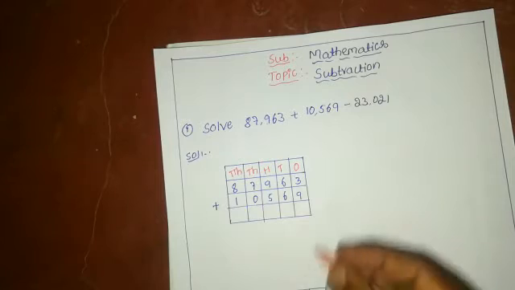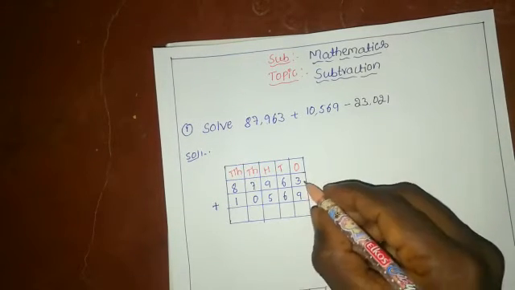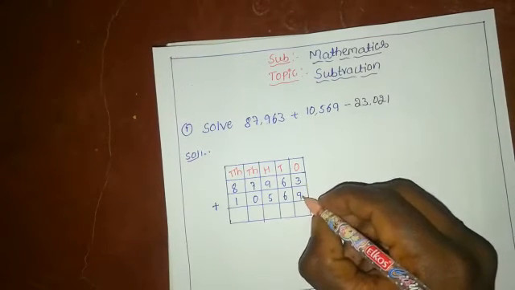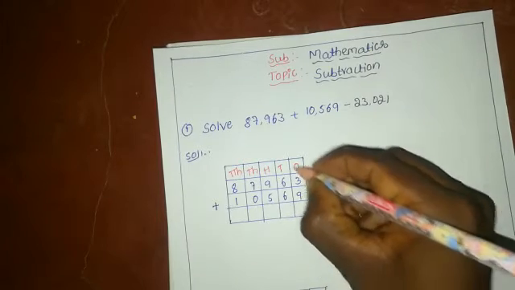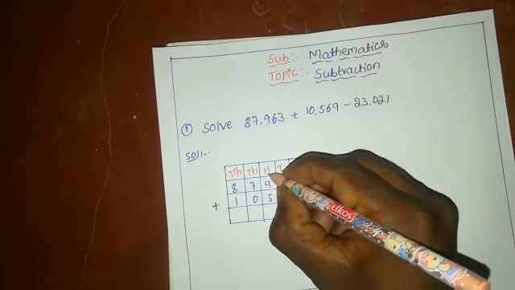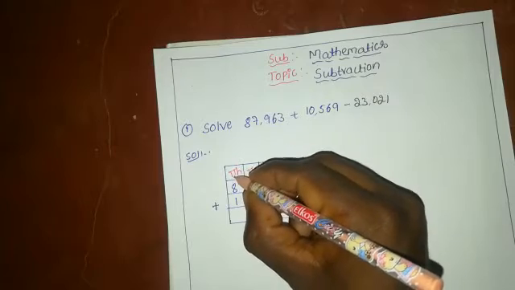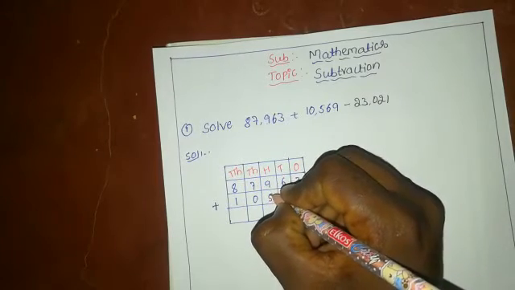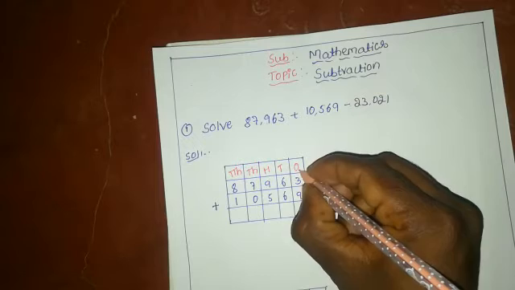We know that addition starts from the ones column. At first we have to add the ones column and then tens, hundreds, followed by thousands and ten thousands. This is the rule for addition. At first we have to add the ones place.